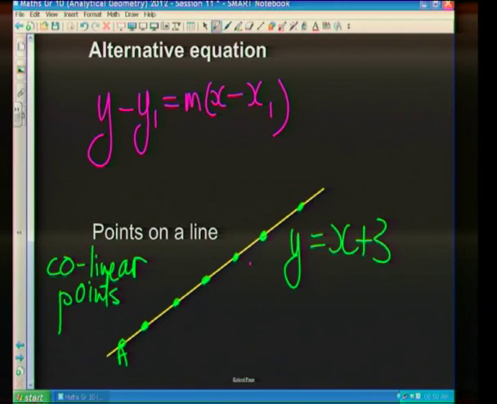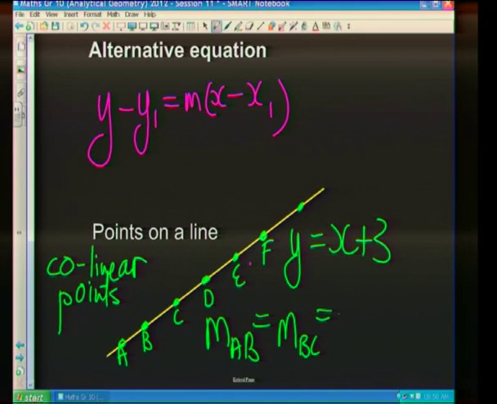And another interesting fact: if I call the points A, B, C, D, E, F, the gradient between A and B will be the same as the gradient between B and C, will be the same as the gradient between D and E, and so forth, because these points all satisfy the equation for that line.